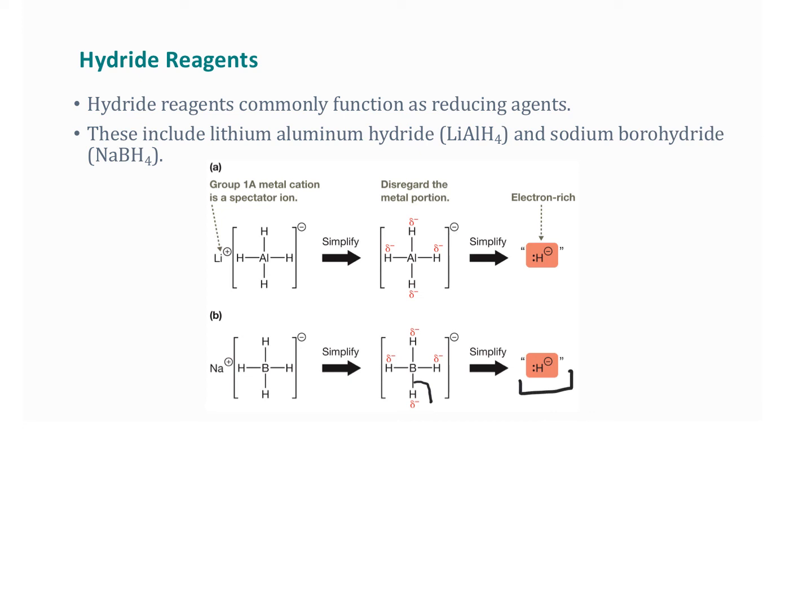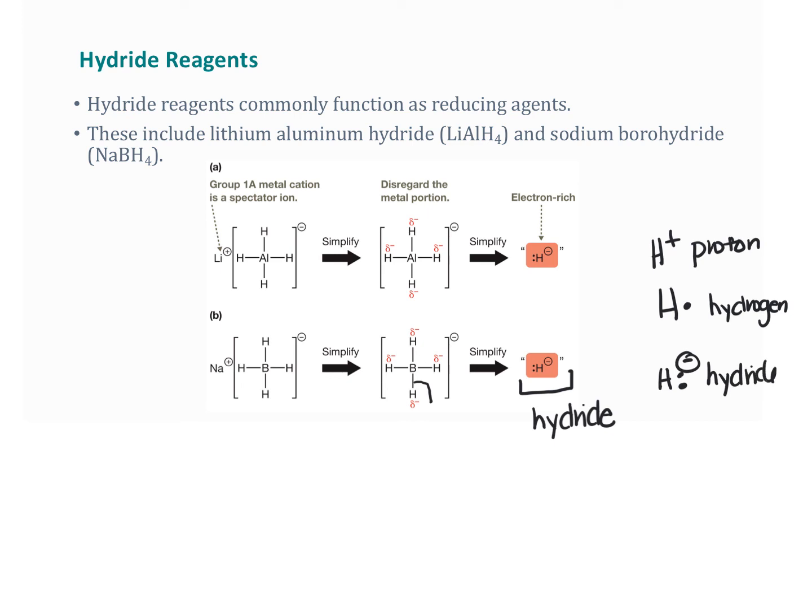So this hydride. I said hydrogen, and that's so wrong. Hydride. So let me separate these out for you. Hydrogen has 1 electron. A proton has no electrons. That's a proton. A hydride has 2 electrons and a negative charge. Don't be me. Call that a hydride.